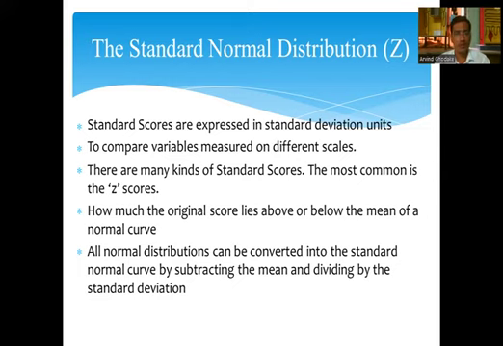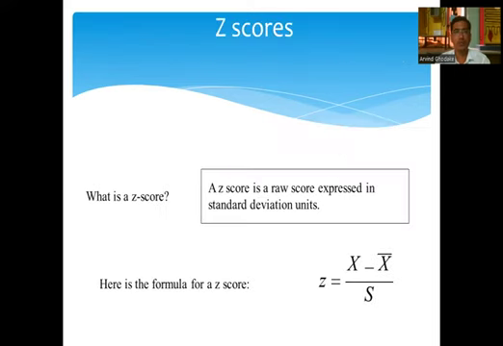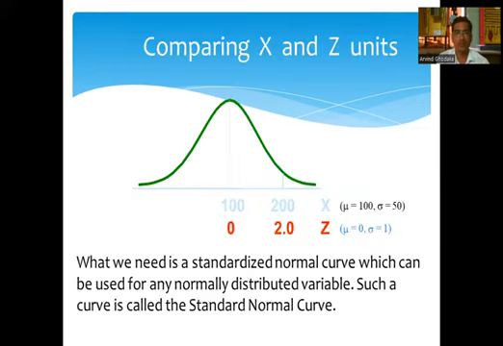All normal distributions can be converted into the standard normal curve by subtracting the mean and dividing by the standard deviation. So what is the Z score? A Z score is a raw score expressed in standard deviation units. Here is the formula for calculating Z: Z is equal to x minus x bar divided by S.